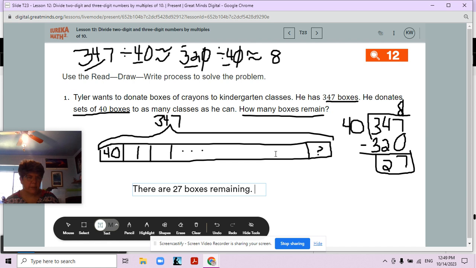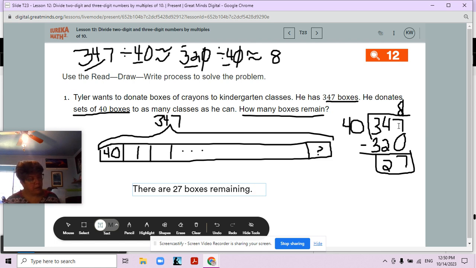Does a divisor have to be a multiple of 10? No, it's not a requirement. How can we estimate if our divisor is not a multiple of 10? Well, we could change our estimate to a multiple of 10, right? We didn't have to change our 40 because it was already 40, but we can always change it if we need to. Okay. Is it helpful to estimate a quotient before you divide? Especially in division, right? It really helps you because that's going to be your answer and that can be your starting point for your division, right?